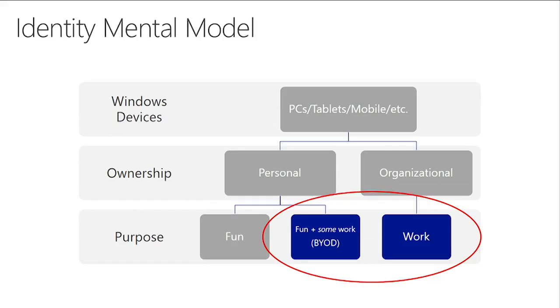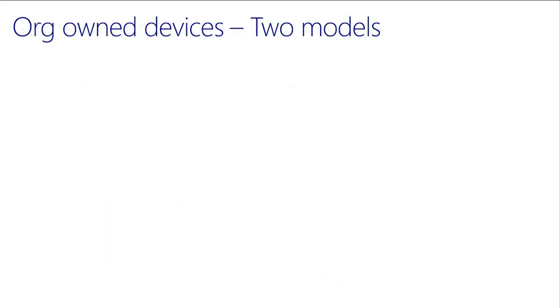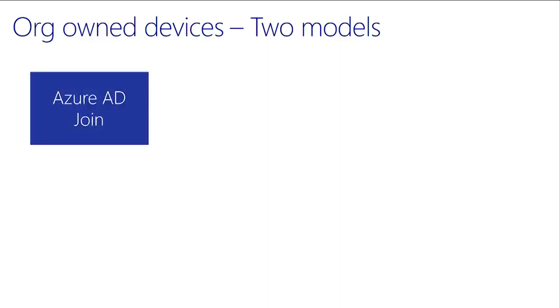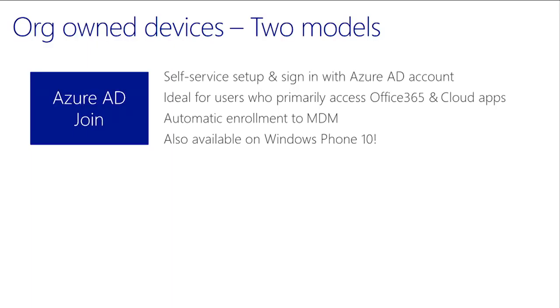So organizationally owned devices that are primarily used for work. What are the two main ways in which these are deployed in an organization? Well, the newest way that we added in Windows 10 is called Azure AD Join. What is Azure AD Join? Well, what we did was we took Azure AD and made it a first-class citizen and brought it to Windows.